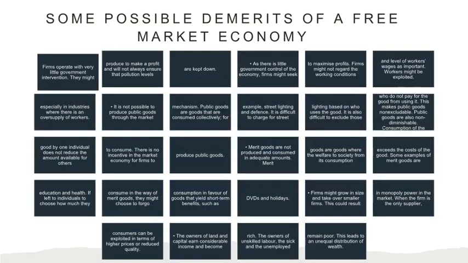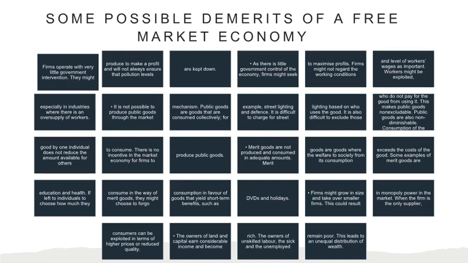Some possible demerits of a free market economy are: firms operate with very little government intervention. They might produce to make a profit and will not always ensure that pollution levels are kept down. As there is little government control of the economy, firms might seek to maximize profits. Firms might not regard the working conditions and level of workers' wages as important. Workers might be exploited, especially in industries where there is an oversupply of workers.